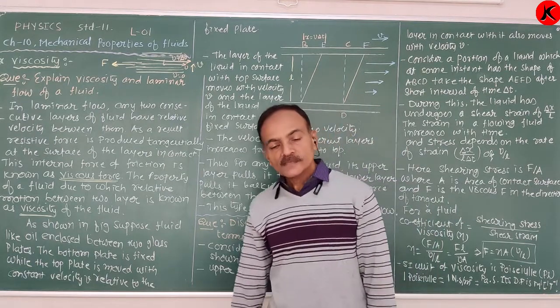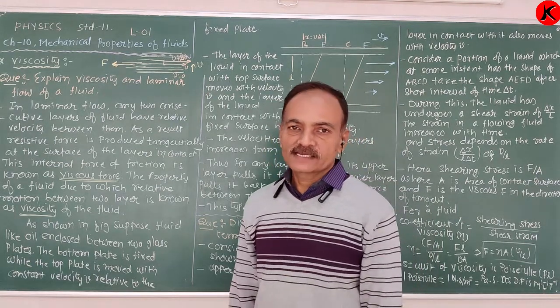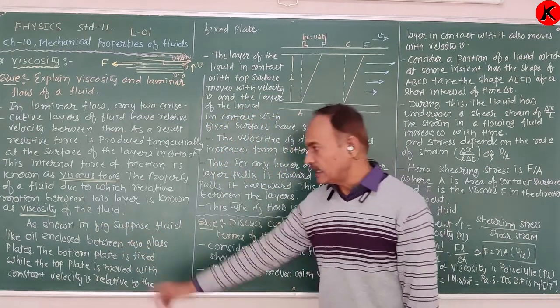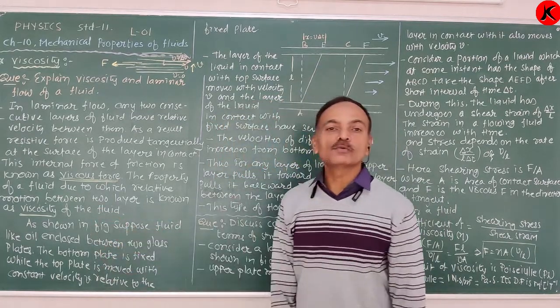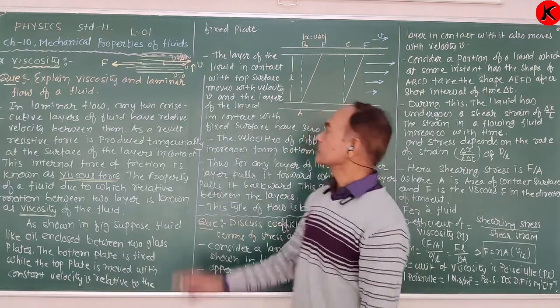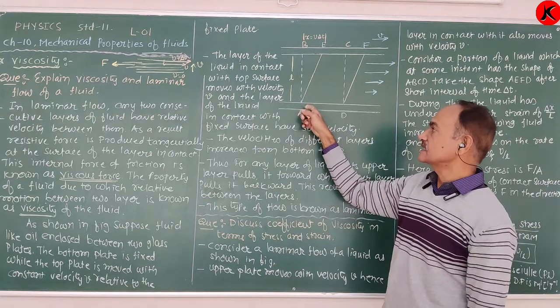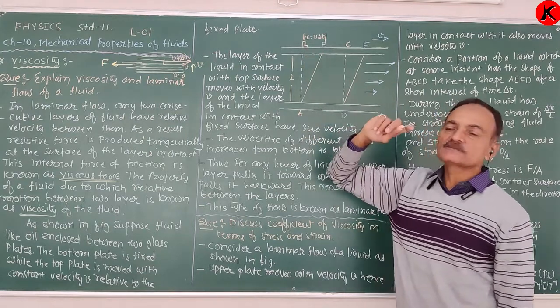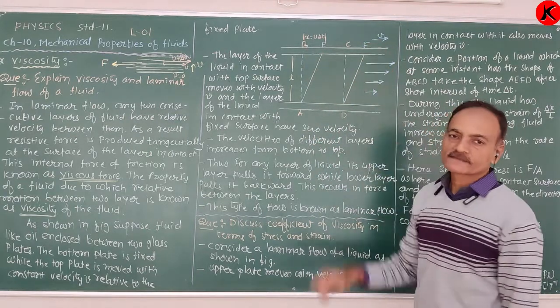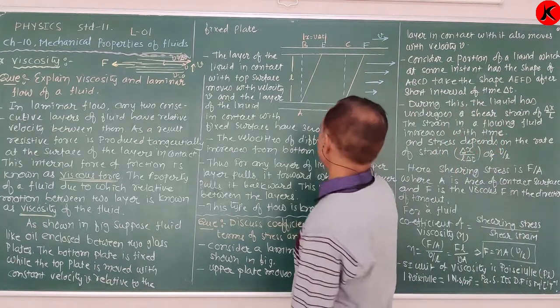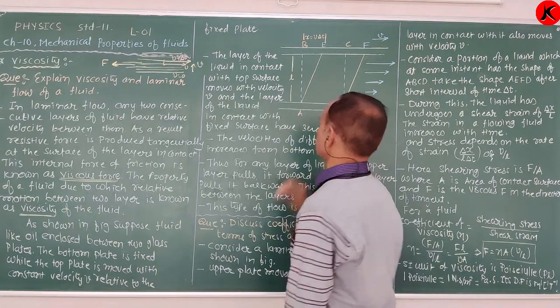Okay. Now, how can we explain it? For that purpose, as shown in the figure, suppose a liquid like oil is enclosed between two glass plates. Here the figure is shown: there is the lower glass plate, which is stationary, and the upper plate is moving with a constant velocity V. The lower plate is stationary, so its velocity V is equal to 0.